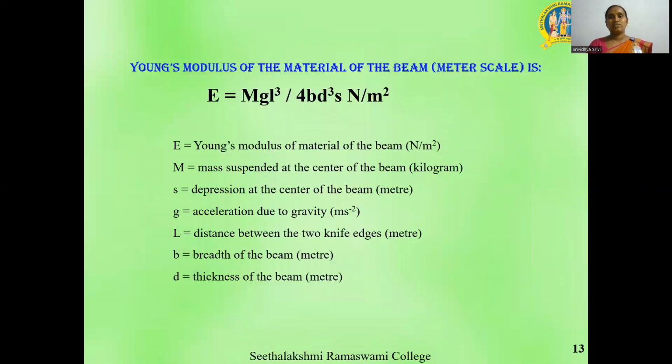Young's modulus of the material of the beam, denoted by capital E, is equal to mg L cube divided by 4 b d cube s Newton per meter square. Capital E is the Young's modulus of the material of the beam. Capital M is the mass suspended at the center of the beam. S is the depression at the center of the beam. G is the acceleration due to gravity. Capital L is the distance between the two knife edges. B is the breadth of the beam. And D is the thickness of the beam.